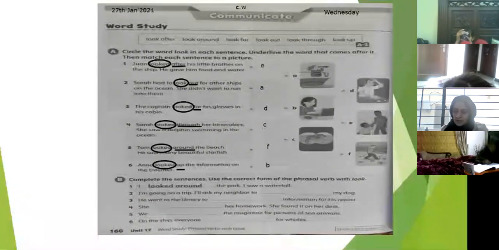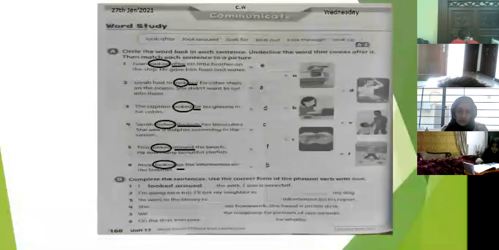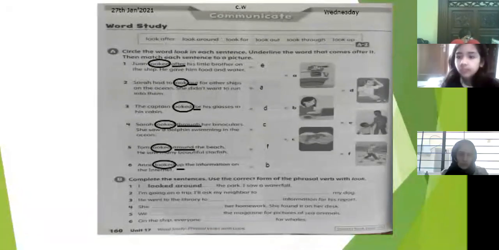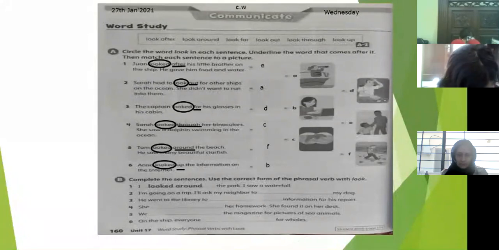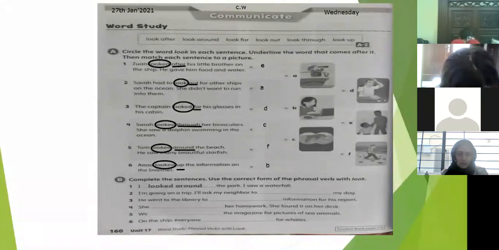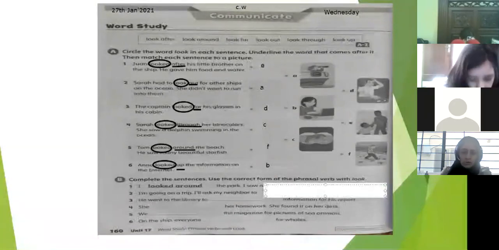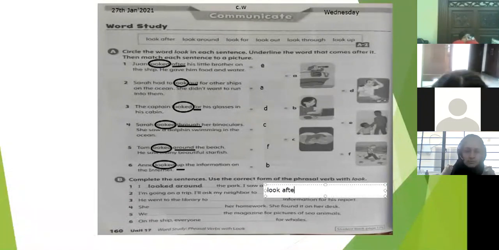Okay, I'm doing the B part now. Just look at the B part, all of you. Number 1 is already done. Number 2, I'm going on a trip. I'll ask my neighbor to dash my dog. Yes, Iram Chaudhary will tell me. What will come in the blank? Ma'am, look after. Good. Look after. So write look after in the blank.